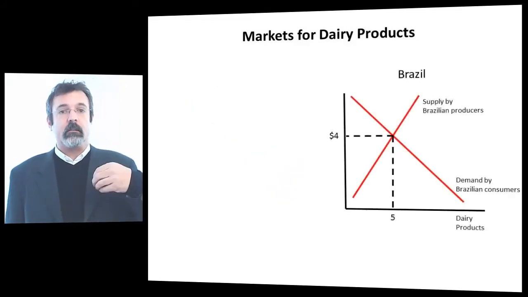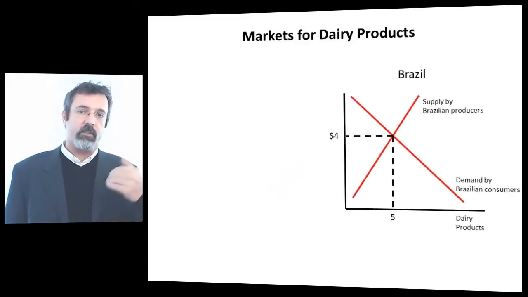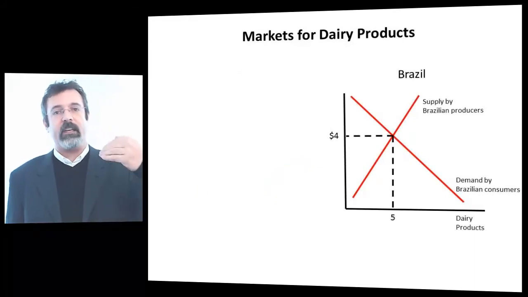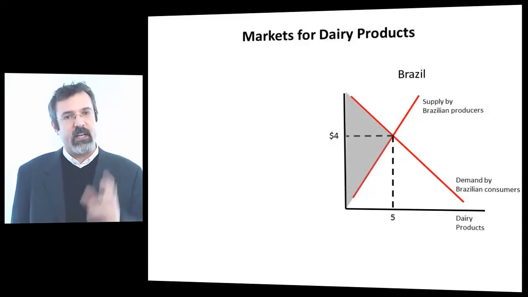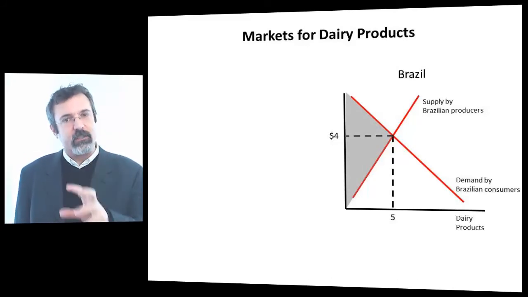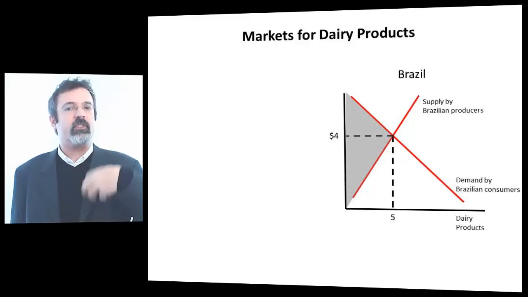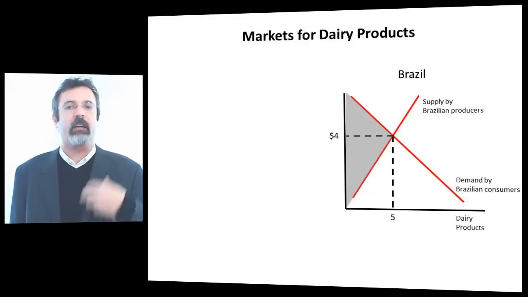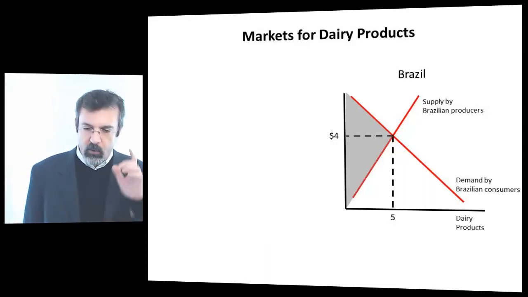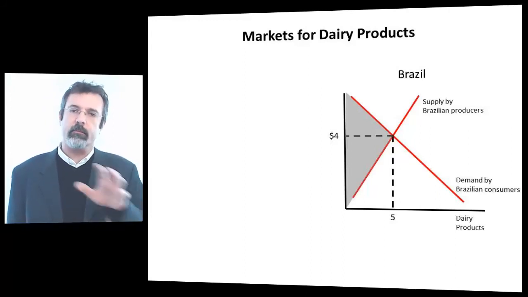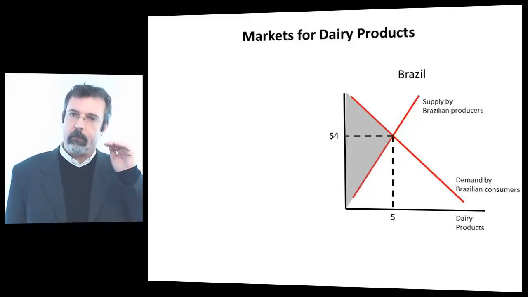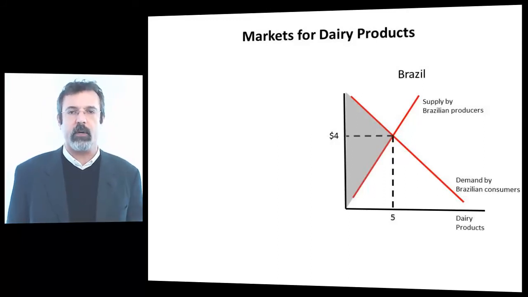Meanwhile, in Brazil, the equilibrium price of dairy products is $4, and the Brazilians have a consumer surplus and a producer surplus for dairy products, and this represents the net benefit to Brazilian society from the transactions in the Brazilian market for dairy products. Now, when we open the markets for trade, the producers and the consumers in both markets face the world price of $3 for dairy products.